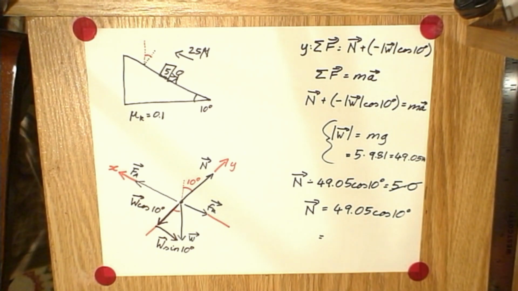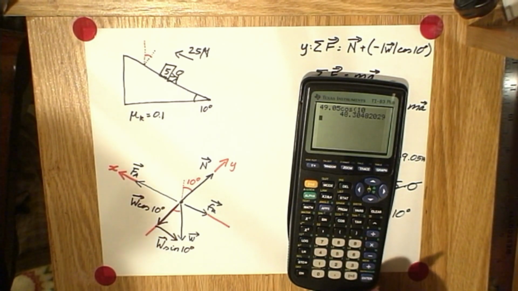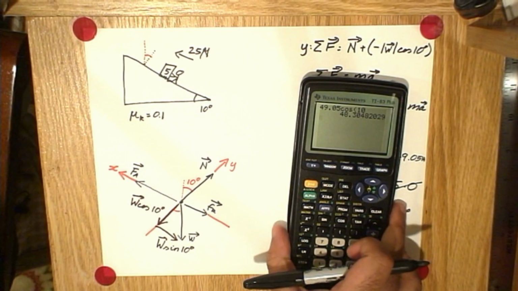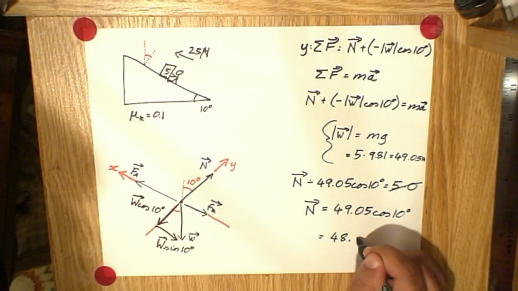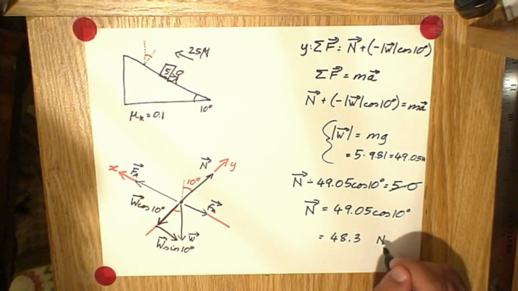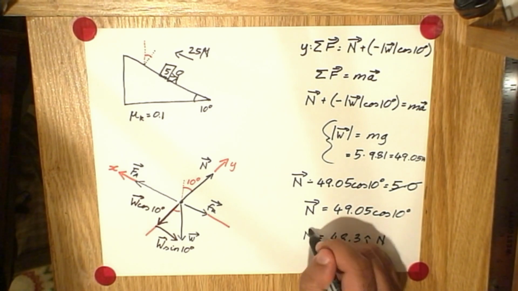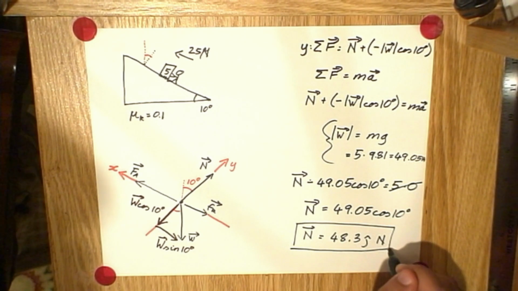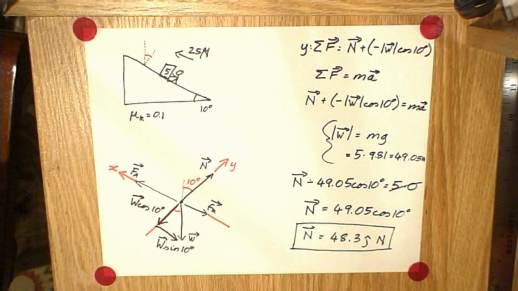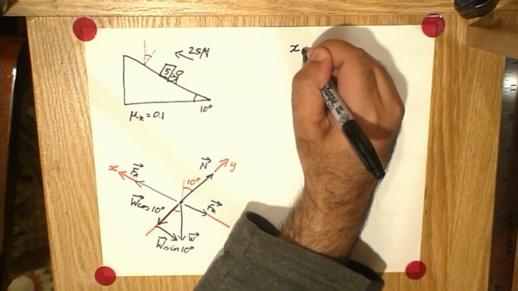And that is going to work out to 48.3. So we could say that the normal force is 48.3 j hat newtons. Now we're ready to turn to the x direction.